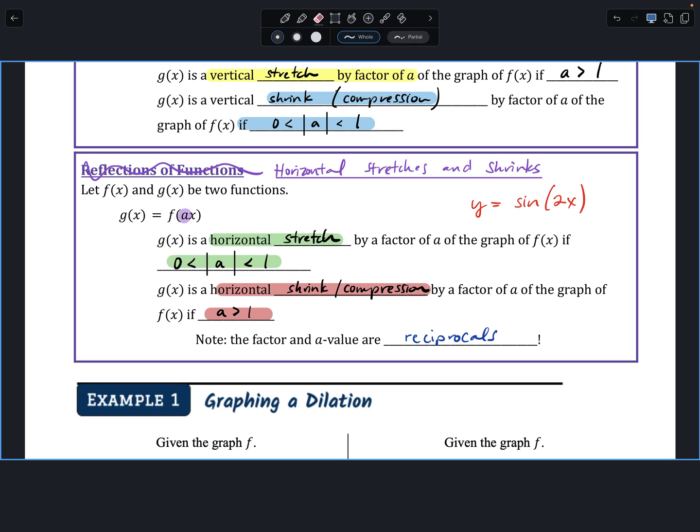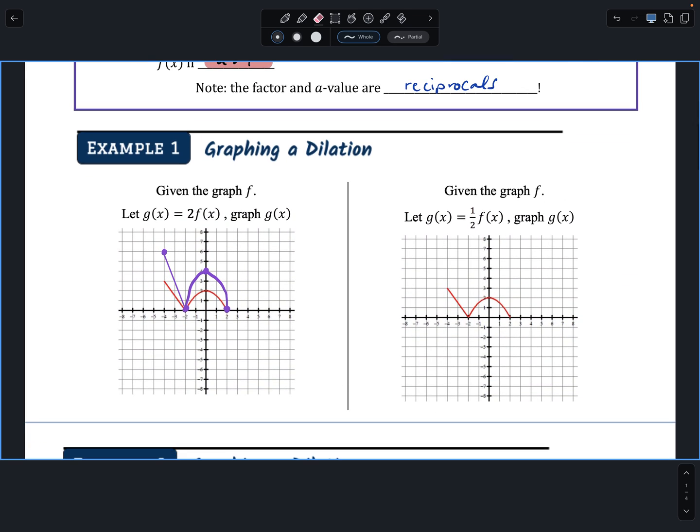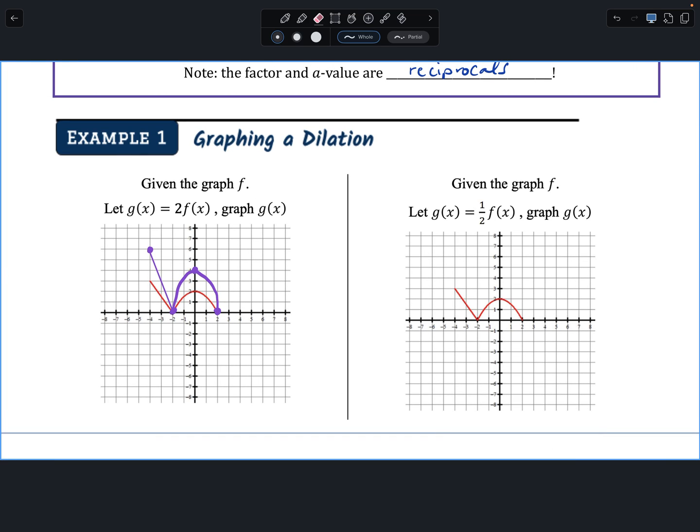All right, so let's look at the first example, and then they're going to start getting harder. So let g of x, oh man, this is supposed to erase.